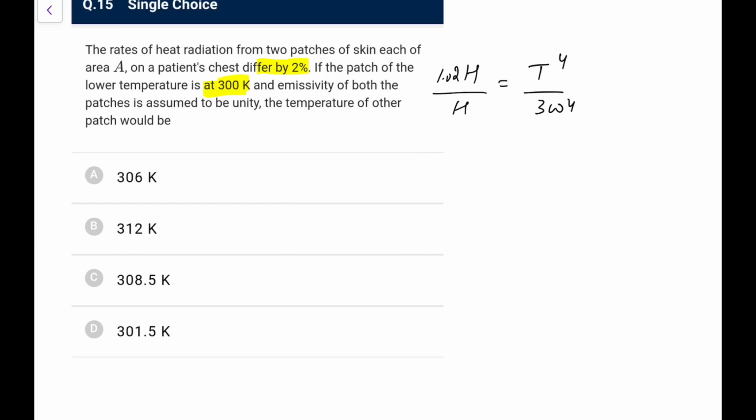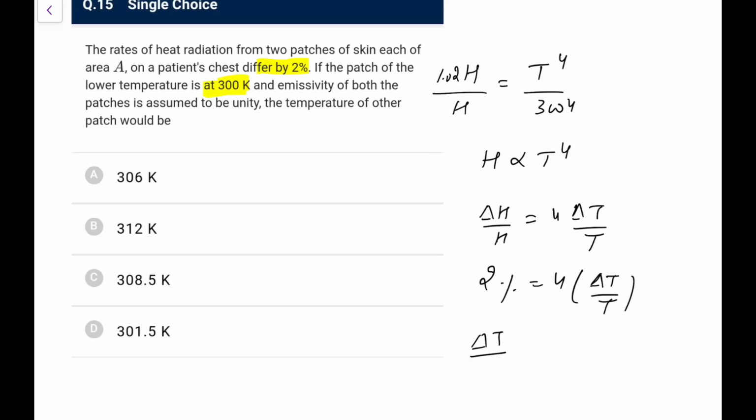So for this small change, what we can say, all things are same. Or you can better do, H is proportional to T to the power 4. So for small changes, what we can say, this delta H by H would be 4 times delta T by T. So this is 2%. So 2% is 4 times delta T by T. So delta T by T would be equal to 1/2%. 1/2% means it will change with 300. 1/2% of 300 is 1.5. So it would be 301.5 Kelvin.